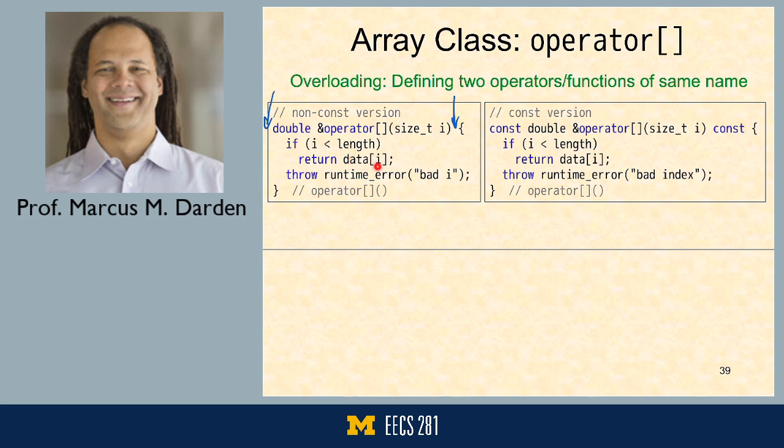Just return data at I. That's good. If, however, I is greater than or equal to length, I shouldn't be able to dereference that. So here's where I'm going to throw the runtime error. And you can see why we don't have this check.